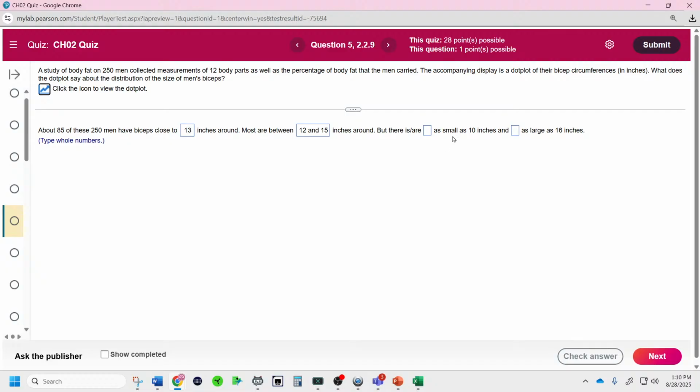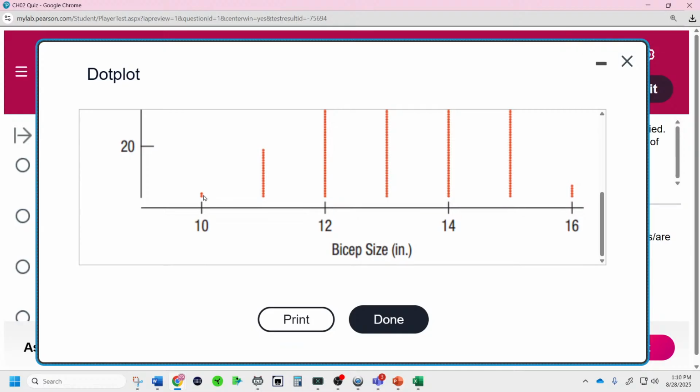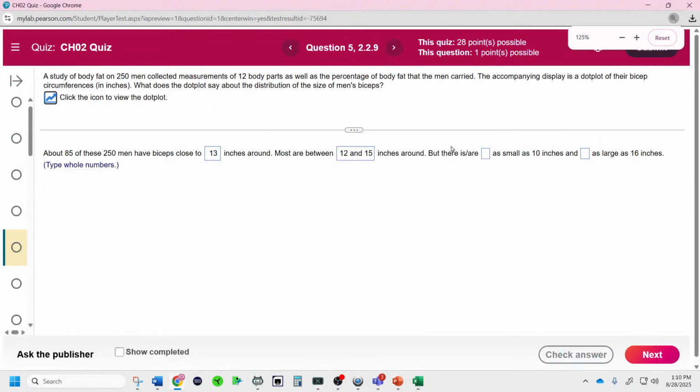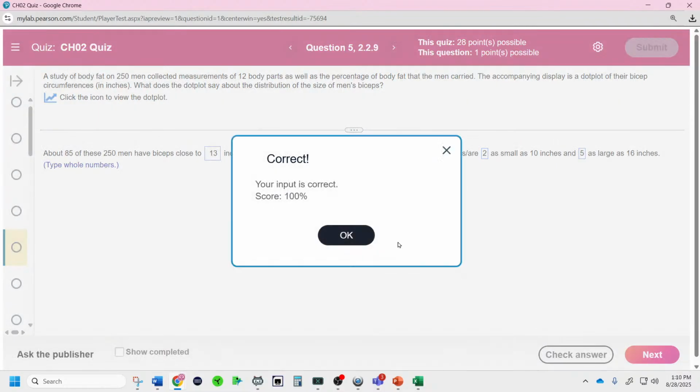But there are as small as 10 inches. How many are there? You got to count the dots. There's 2 dots as small as 10. And 1, 2, 3, 4, 5. That dot plot shows you how many there are. So 2 and 5. There's 2 as small as 10 and 5 as large. And that should do it.